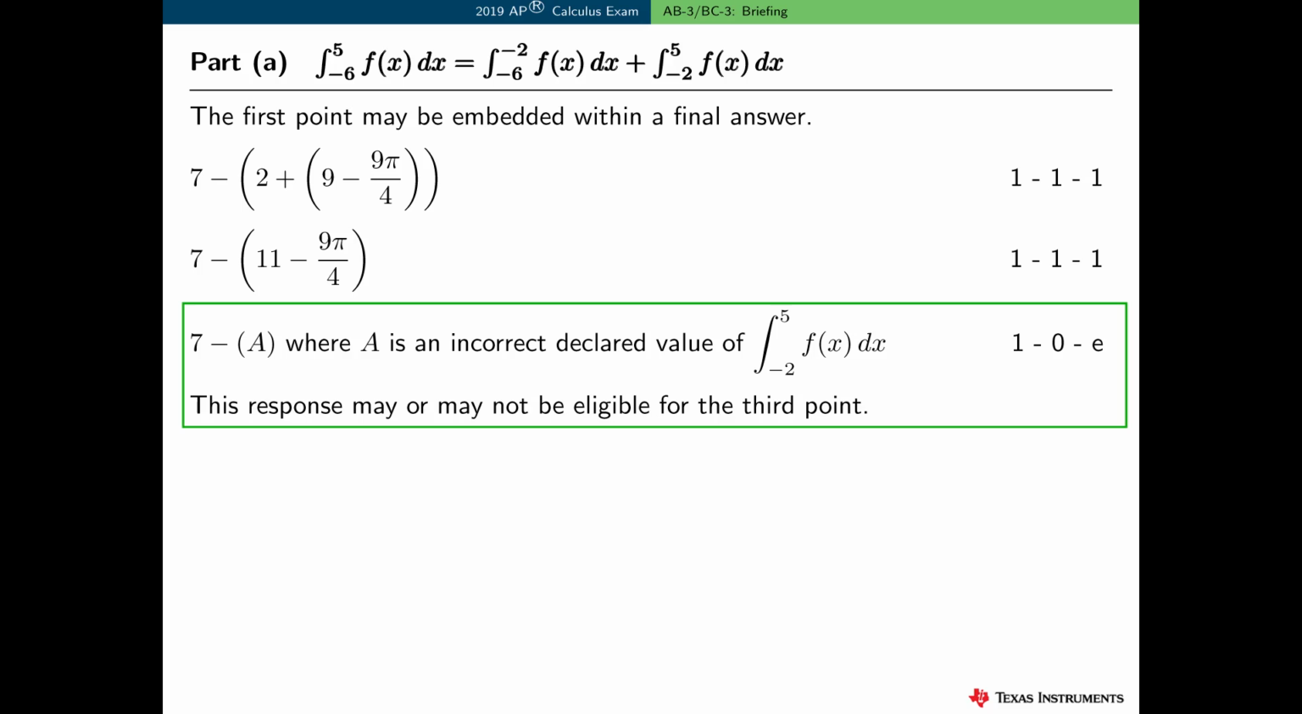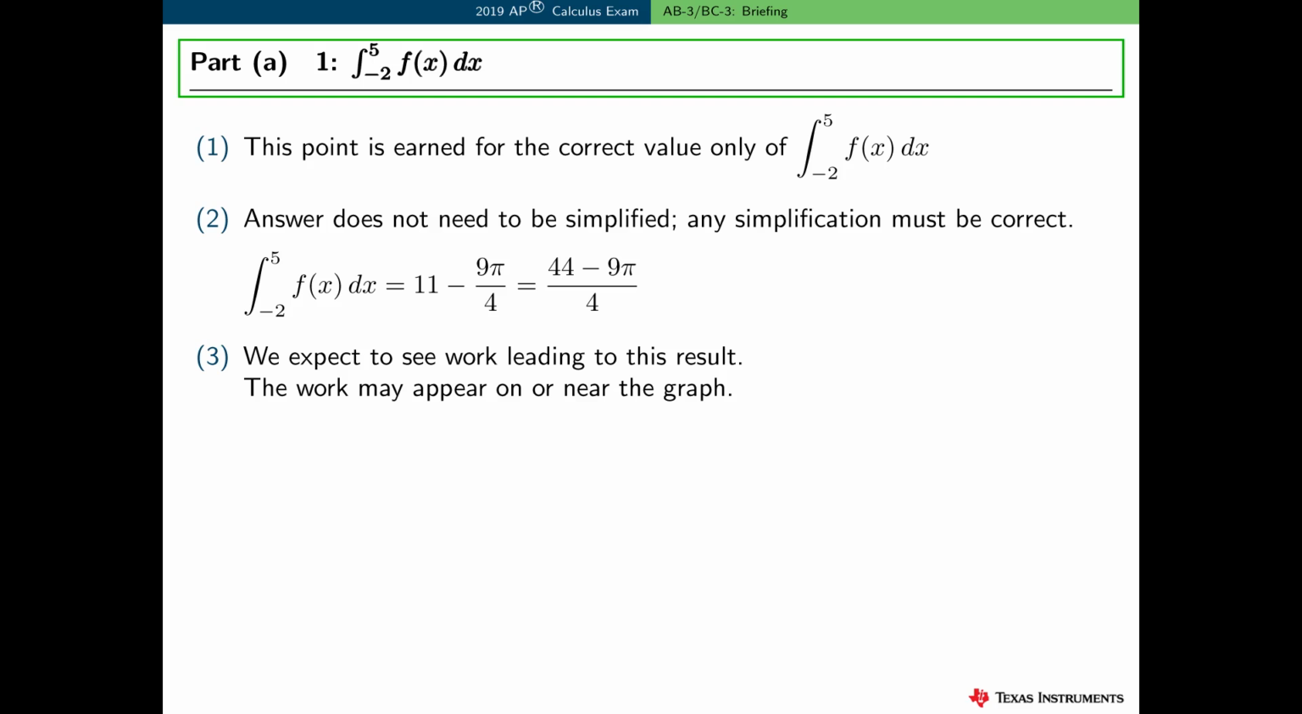Many students started this problem by writing an expression of the form 7 minus a, where a is an incorrect value of the definite integral from -2 to 5 of f of x dx. If the student sufficiently conveyed they were evaluating this definite integral, then they earned the first point. They did not earn the second point, but they were eligible for the third. Now, in order to be eligible, they needed to present a reasonable attempt at evaluating the definite integral using area. We need to be convinced that they're working with area.